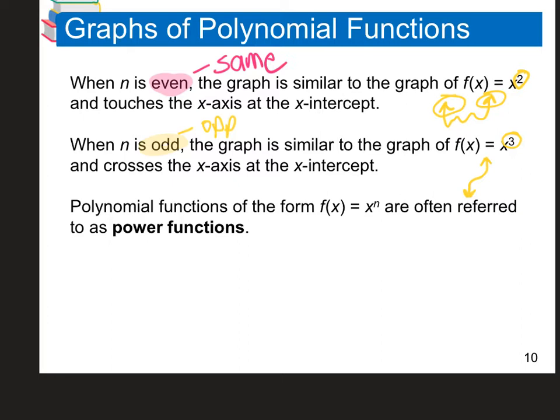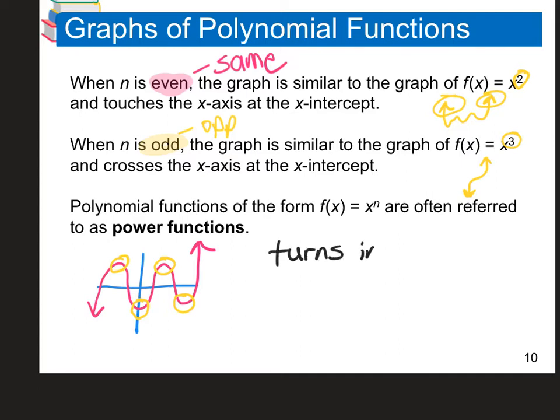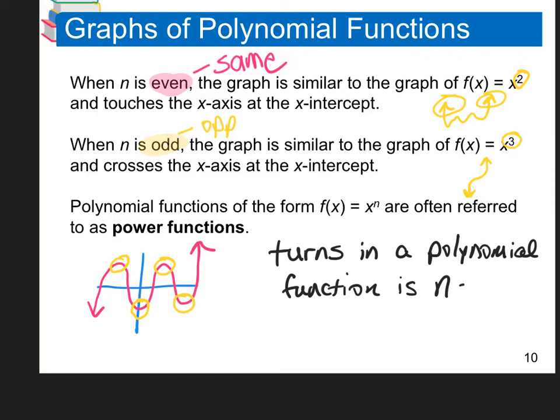We're also going to be talking about turns in the graph. Say I have my function and I graph this. Just say this is a turn, this is a turn, this is a turn, this is a turn. That's what they mean when they talk about turns in a graph. The way that you figure out turns or bumps in a polynomial function is you take n, which is the highest exponent, minus 1.